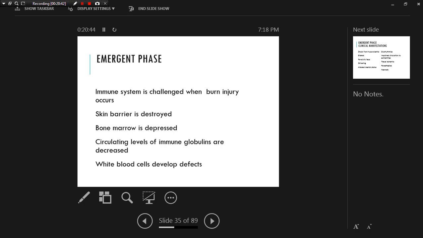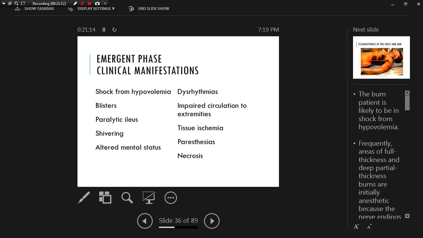So we're also going to see problems with immunocompromise, okay? Not only is our first line of defense, the skin barrier, destroyed, we're also going to see depression of bone marrow, okay? So a decrease in lymphocyte production. We're also going to see a reduction in immunoglobulins or antibodies, okay? We're also going to see some defects or alterations with the circulating white blood cells. So in addition to the loss of skin integrity, these patients also have additional compromise to their immune system.